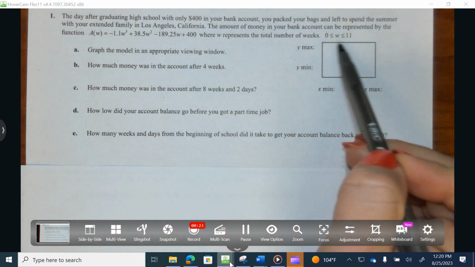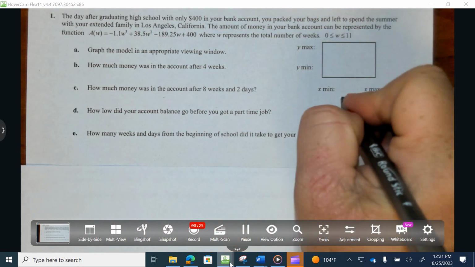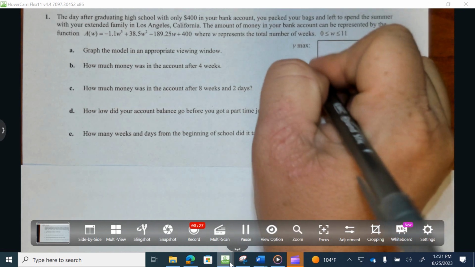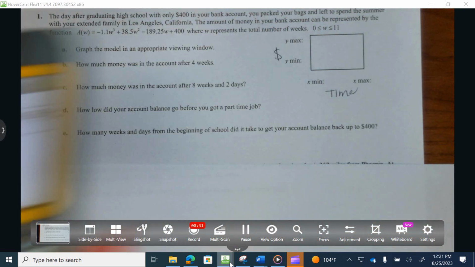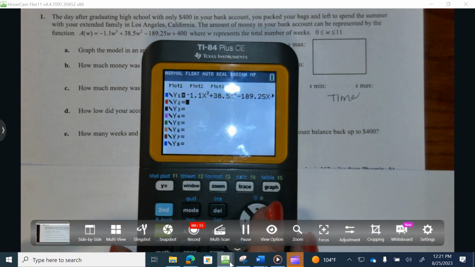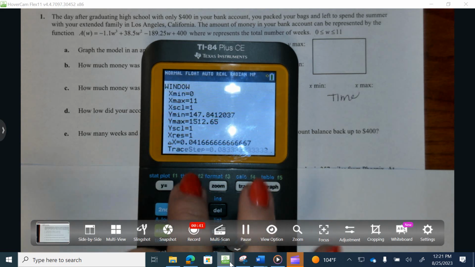Again, X or W is your independent variable, time. And Y is the amount of money in your bank account. So I plugged in the equation. Let's make sure I didn't make any mistakes. Looks good. Okay, looks good.